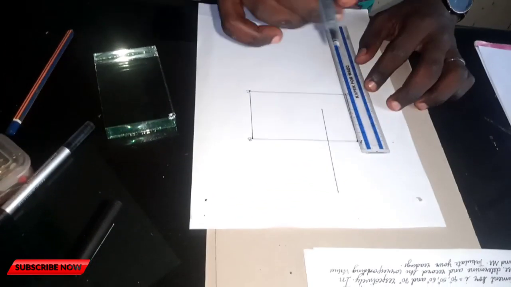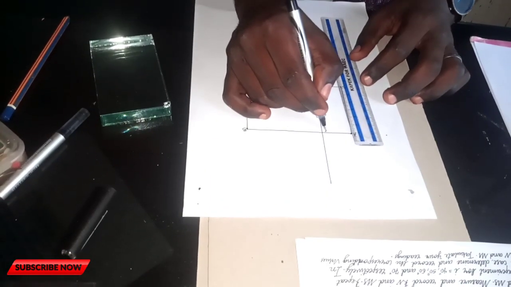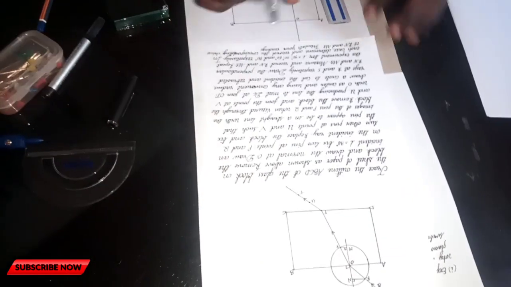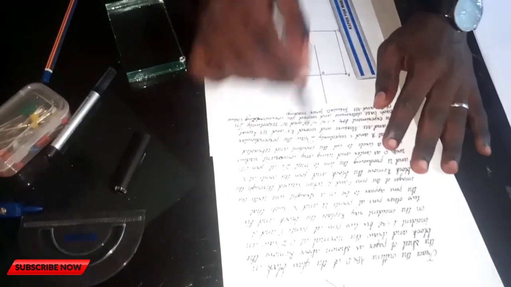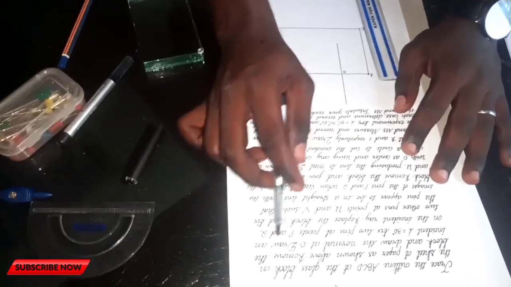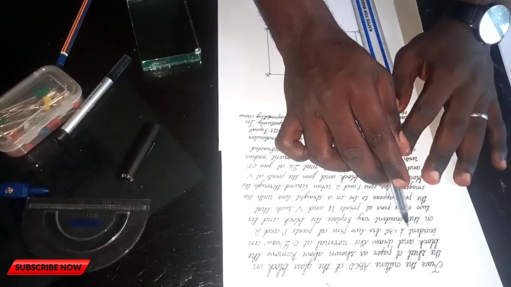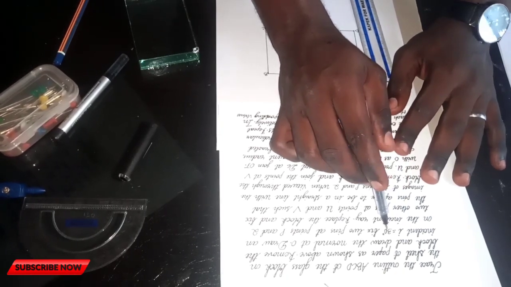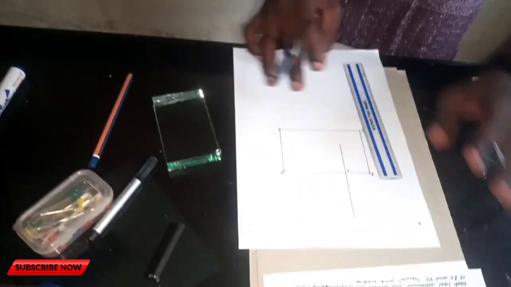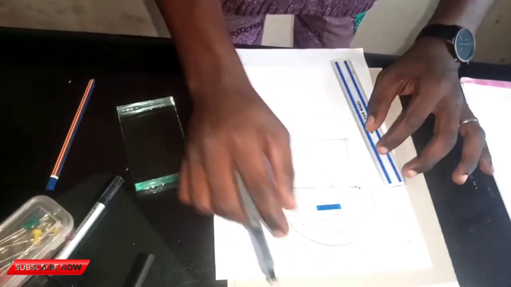So can you see? Here is my normal at O, and we cannot go back to the diagram now. So what's the next thing to do after drawing your normal at O? The question now says, draw an incident angle i equal to 30 degrees.